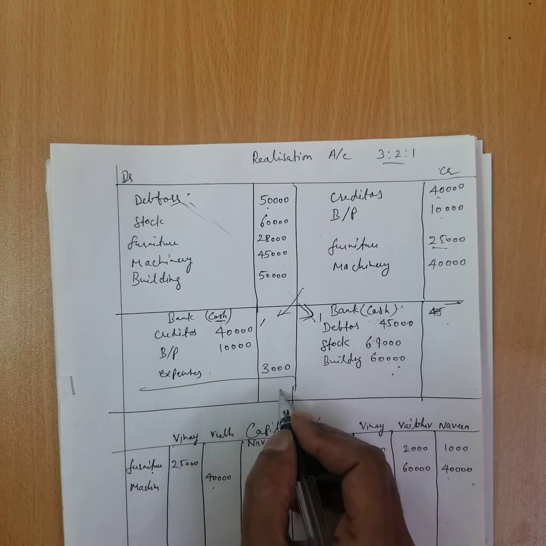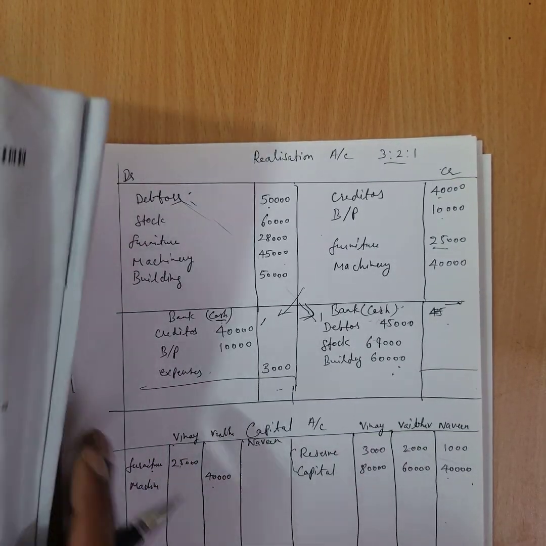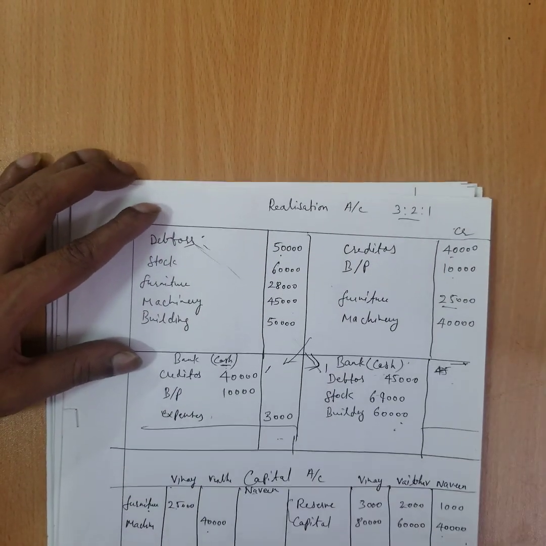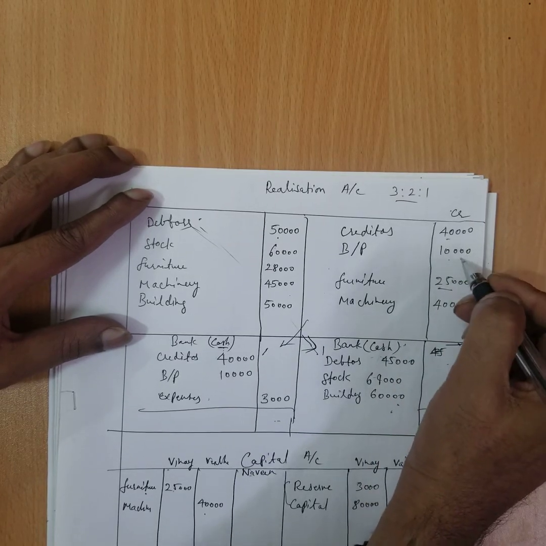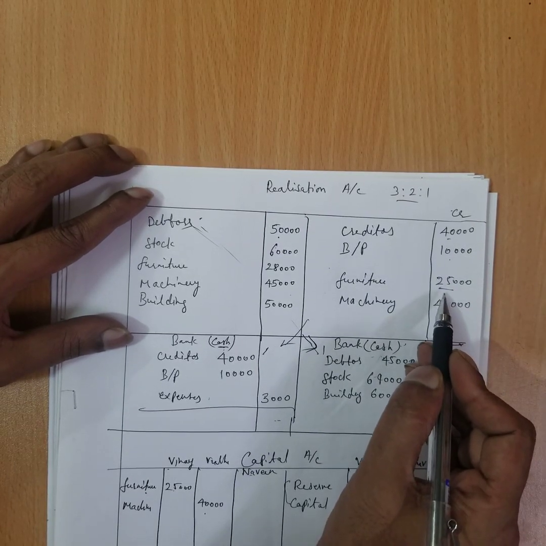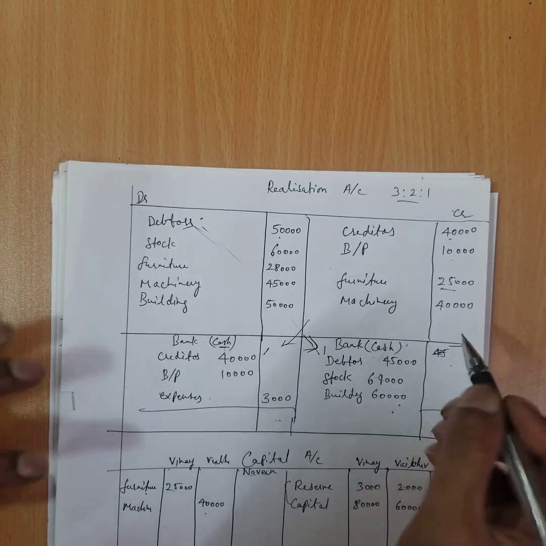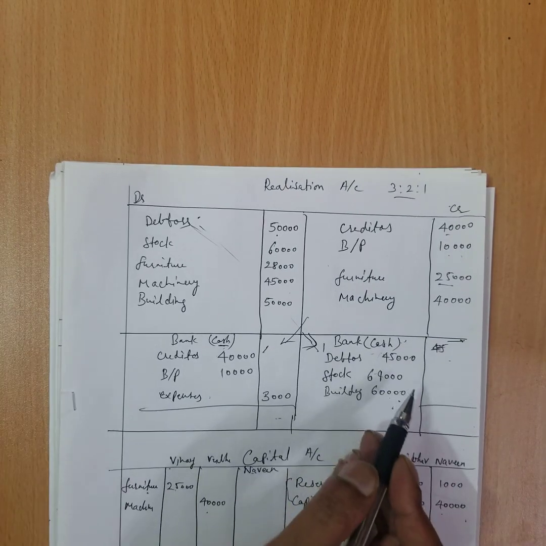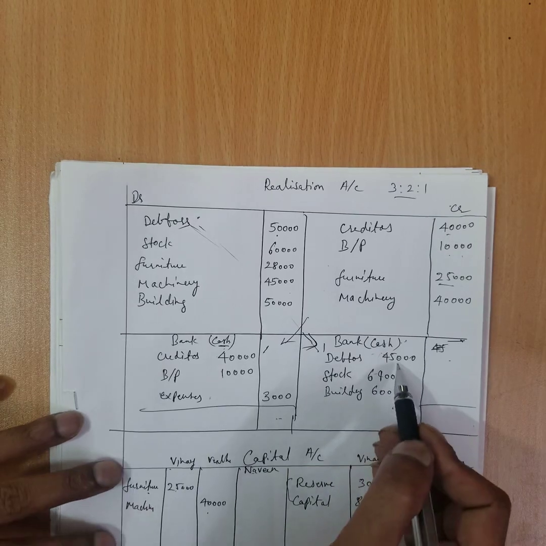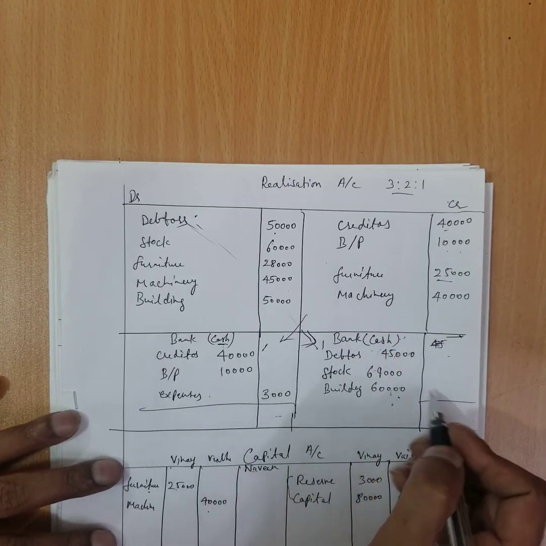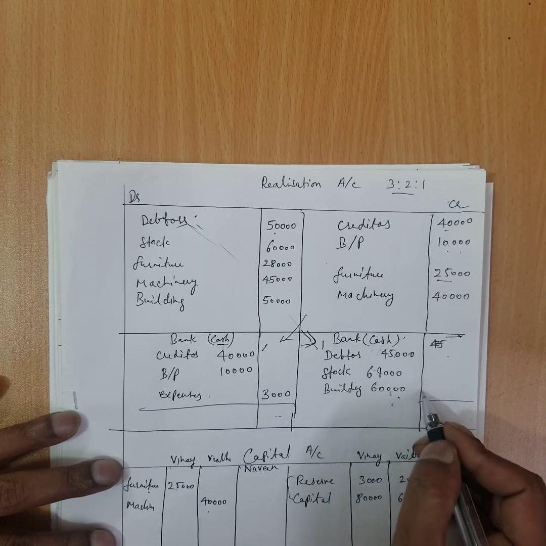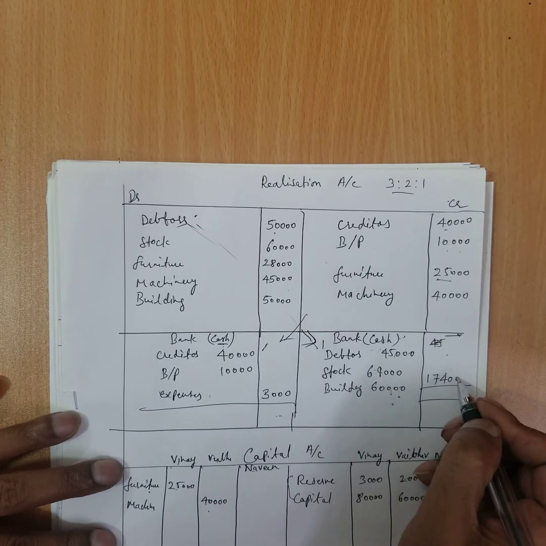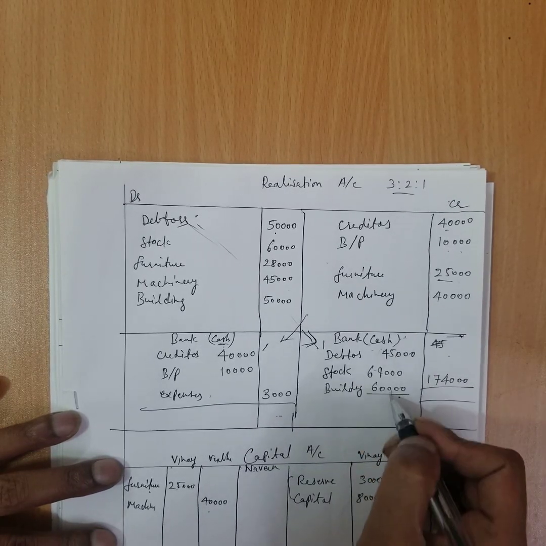Now we need to find the realization profit or loss. So what we have to do is calculate all the things. 40,000, 50,000, 50,000, 75,000. Put it in the calculator. Calculate all this. If you calculate all these things, it will come to 1,74,000.